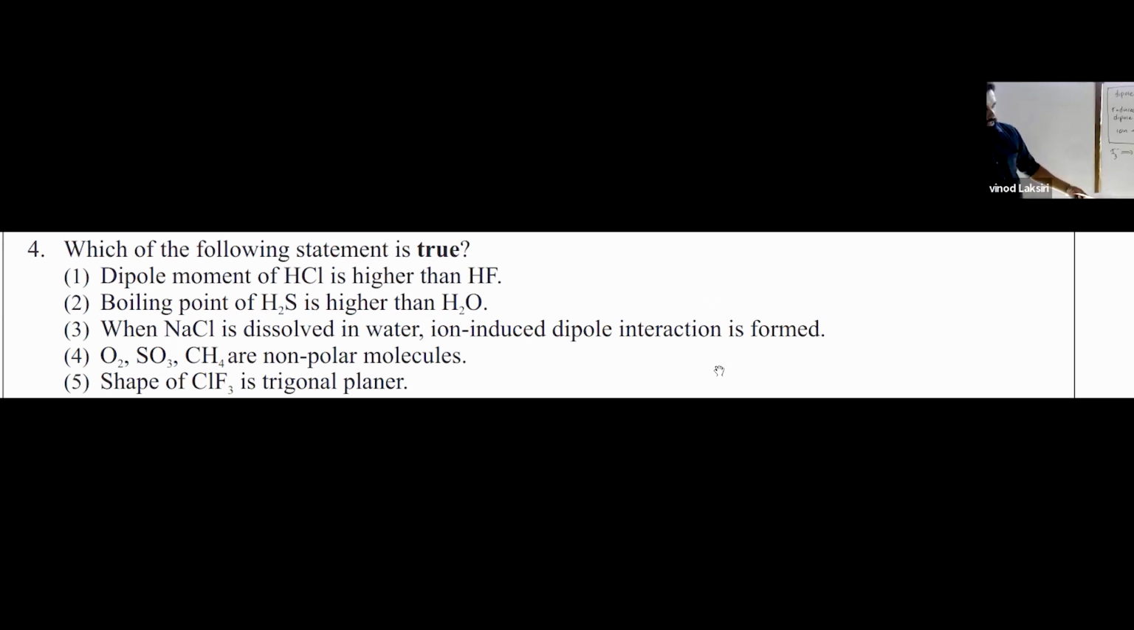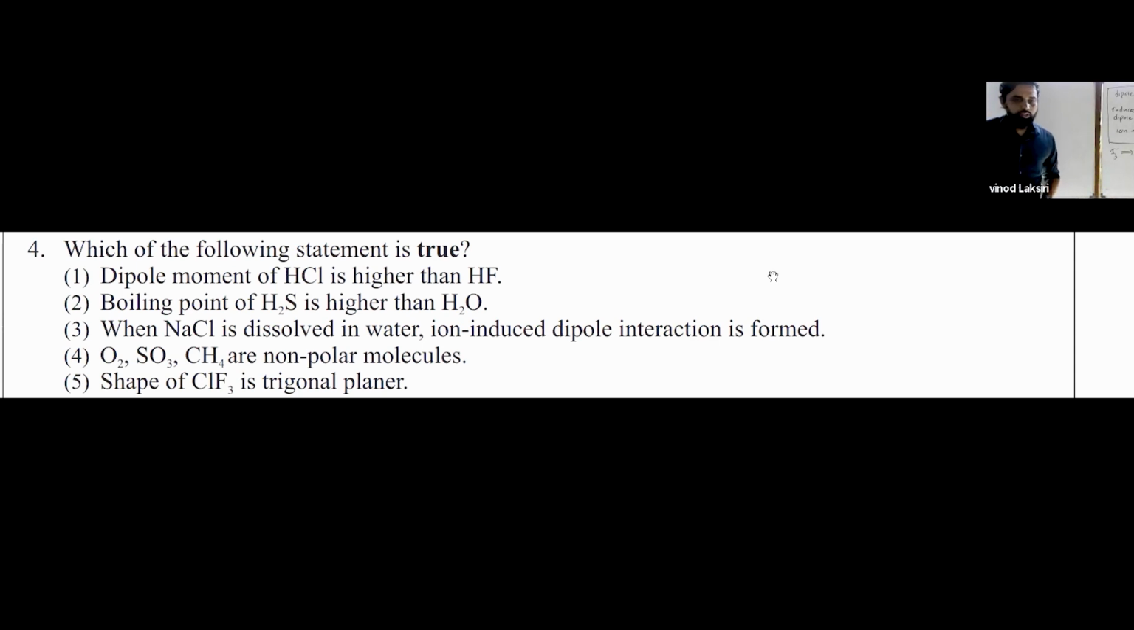So as a last point, write down generally: when an ionic compound is dissolved in water, ion dipole interaction is produced. Ion dipole, right? Then the fourth one: O2, SO3, CH4 are non-polar molecules.